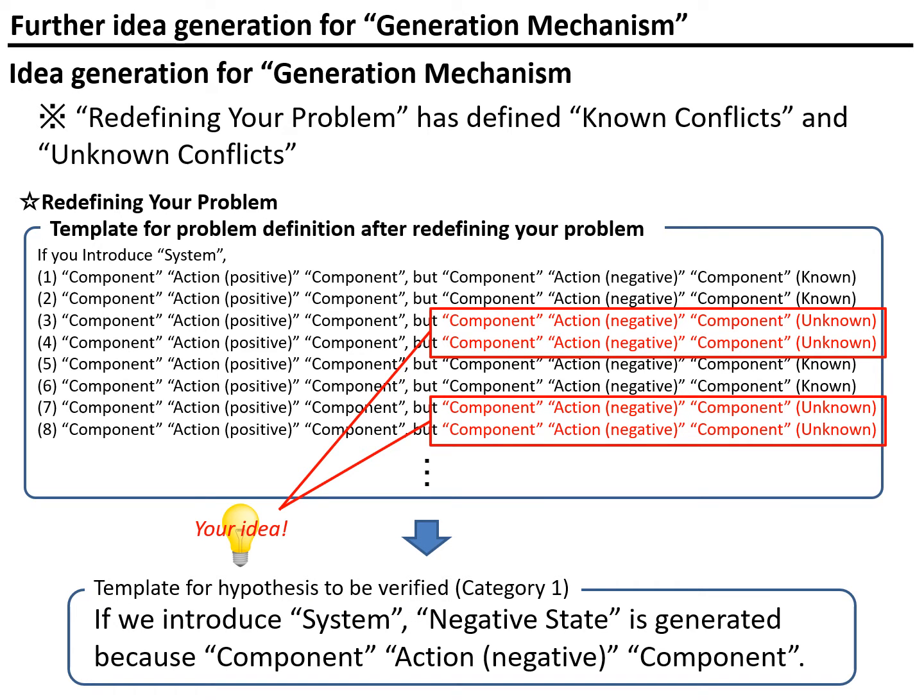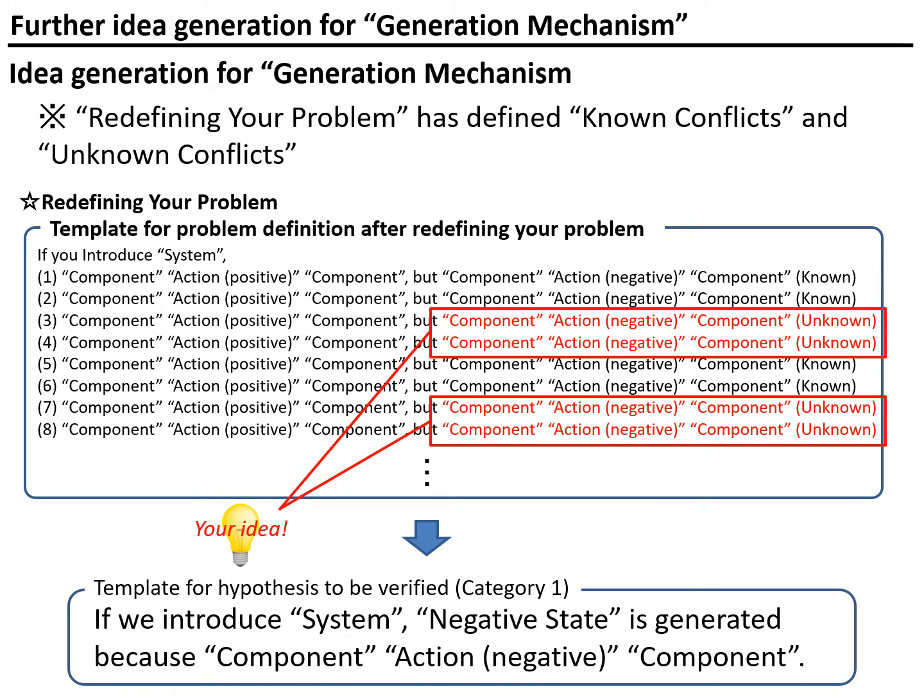Then this is a review of the previous slide. Idea generation for generation mechanisms. What you need to do is redefine your problem, and after redefining your problem, define known conflicts and unknown conflicts. And what I said was these unknown conflicts include a possibility that could be recognized as a new idea, something new in your discipline. Then these ideas could be defined by using this template.